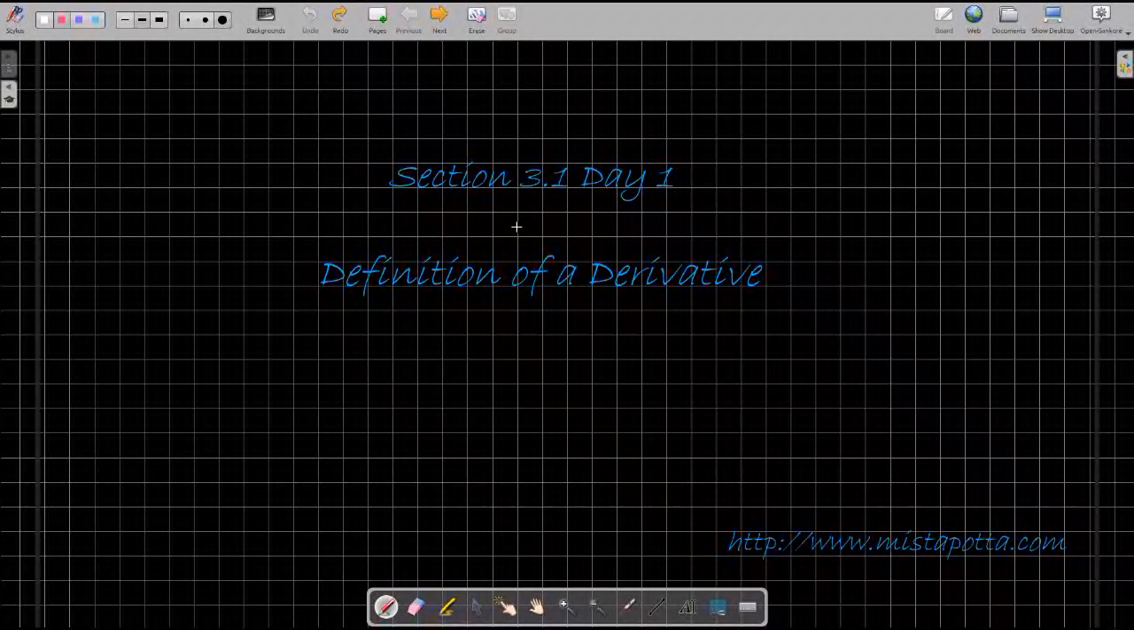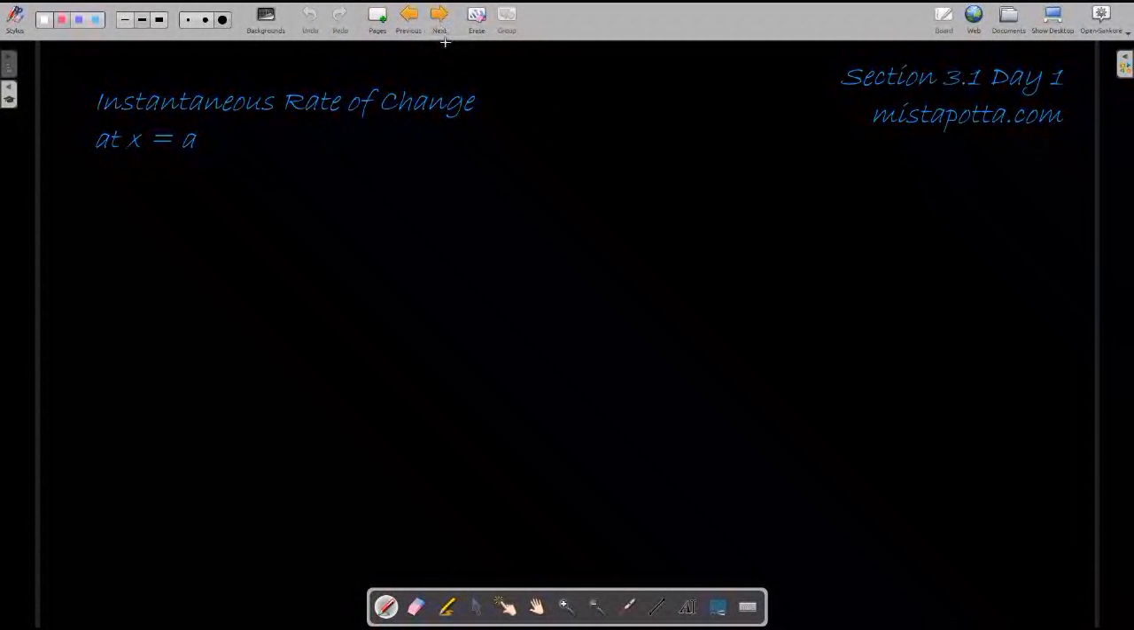In today's lesson, we're going to talk about the derivative function, which is the key to the idea of differential calculus. And we start by taking a look at what we talked about in the previous chapter, which was the instantaneous rate of change at x equals a point.